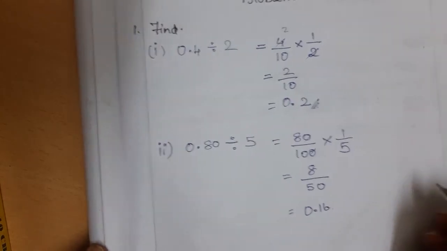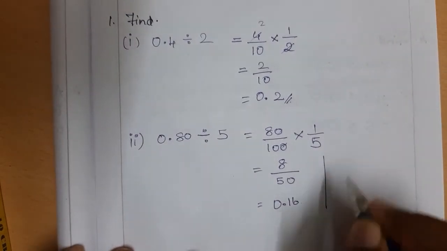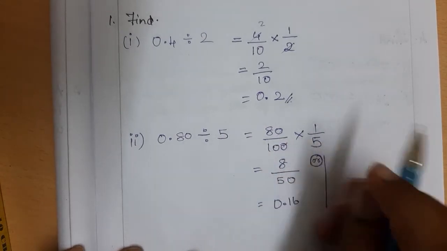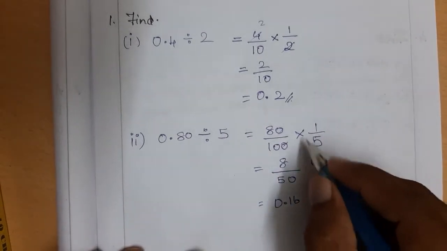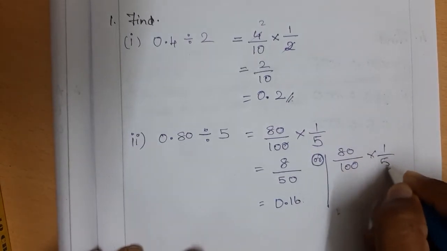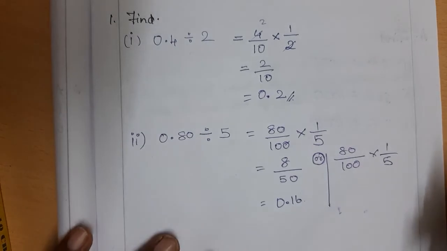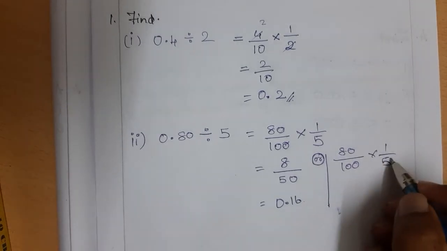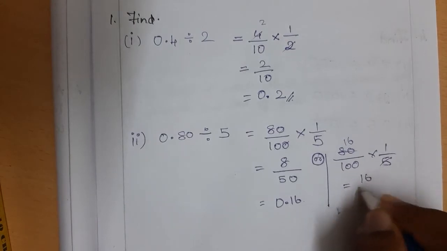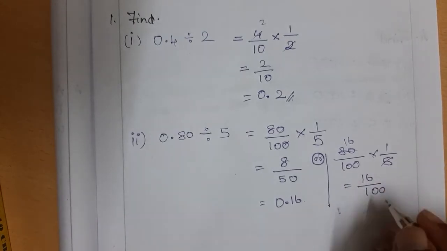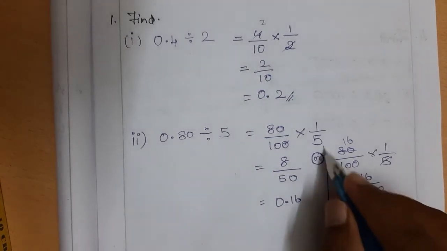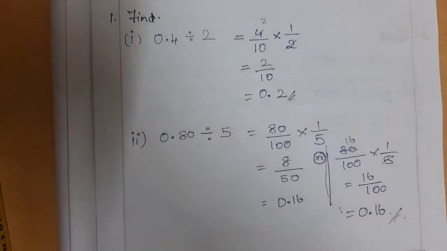0.16. Or else, another method we can try. Instead of cancelling 0, 0, we can directly cancel the 5 and 80. I will write here 80 by 100 into 1 by 5. Leave that 100 the same, because we are going to place a decimal there, and 5 and 80 can be written as 16, and 16 by 100. It's very easy, without division you can find it is 0.16. So any method you can follow.